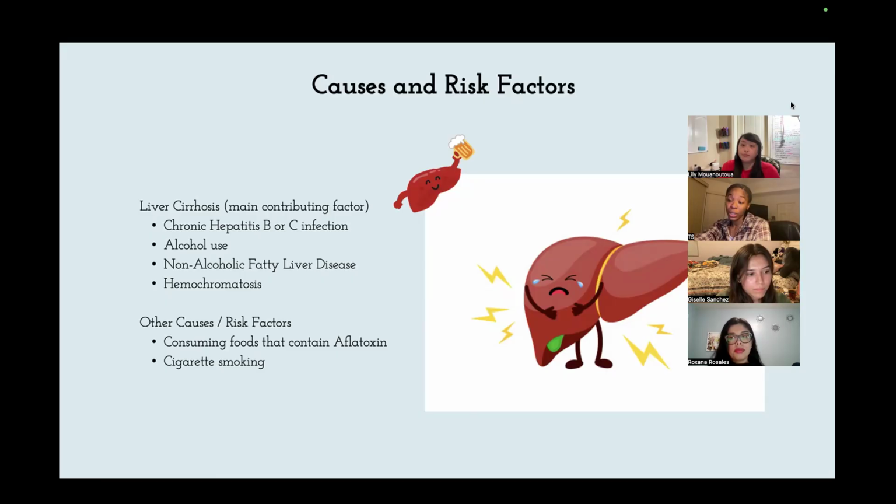In hemochromatosis, the body stores too much iron, and the iron goes to the organs, in this case the liver, and it will cause scarring and increase the cancer risk as well.